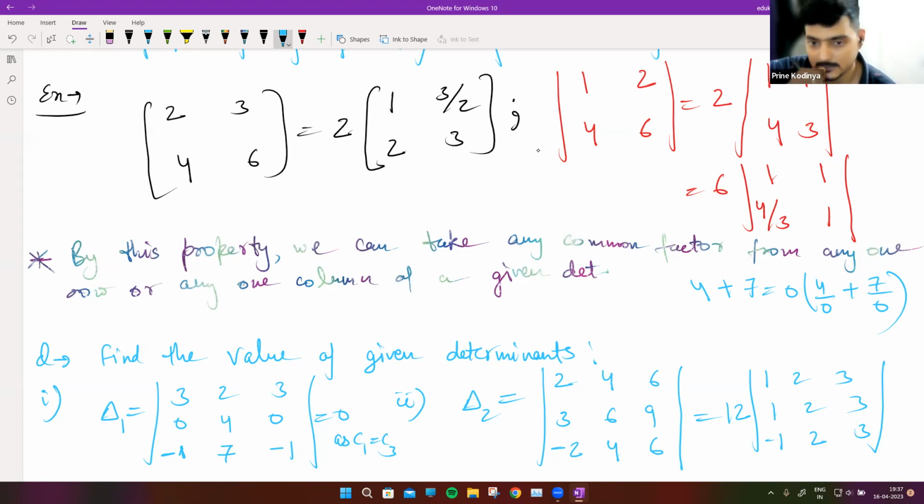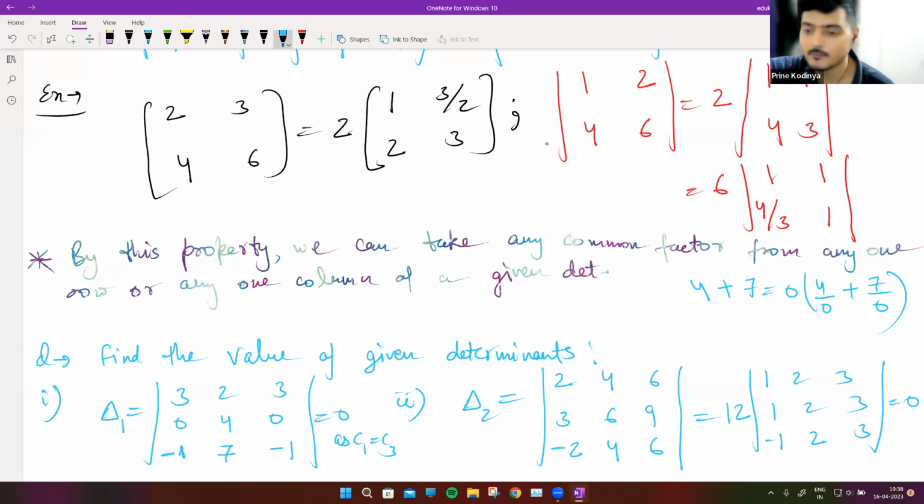What's the answer of this? Isn't the answer 0 because row 1 and row 2 are the same? Yes, sir. It's 12 times 0, which is 0.